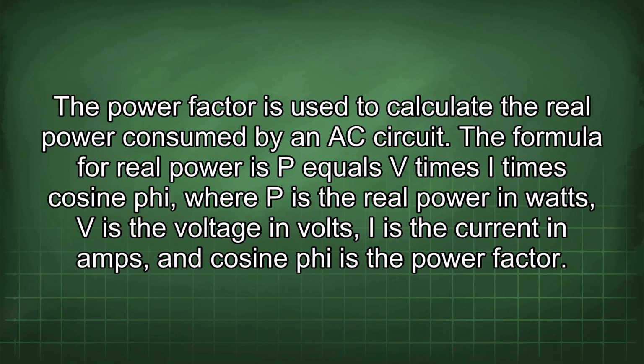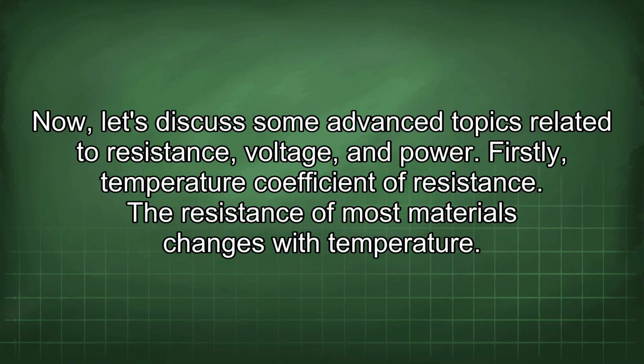The power factor is used to calculate the real power consumed by an AC circuit. The formula for real power is P equals V times I times cosine phi, where P is the real power in watts, V is the voltage in volts, I is the current in amps, and cosine phi is the power factor. Now let's discuss some advanced topics related to resistance, voltage, and power.